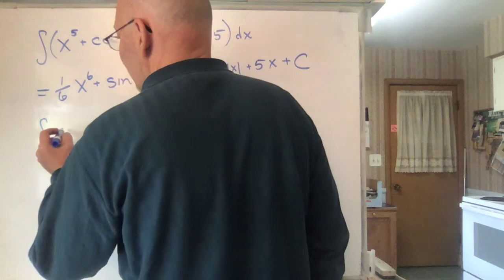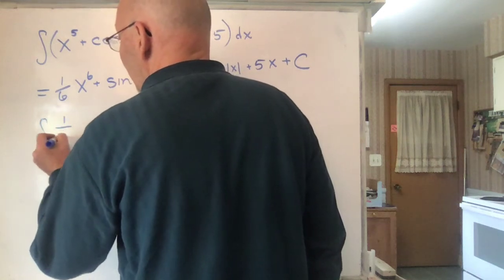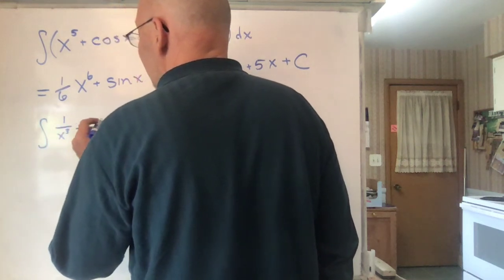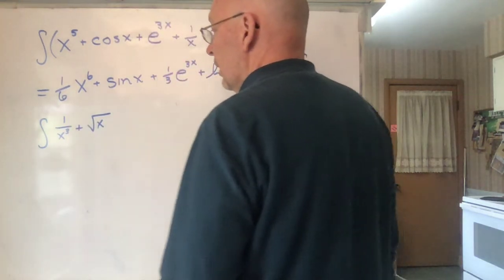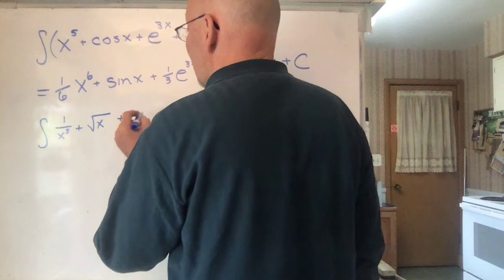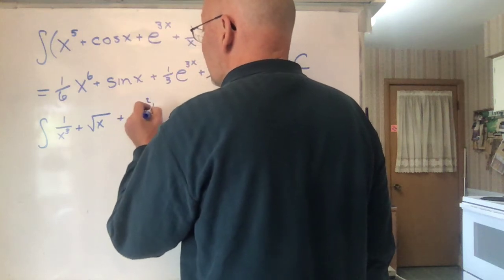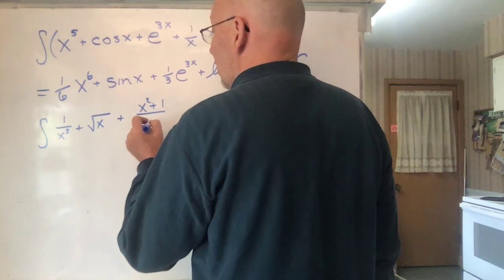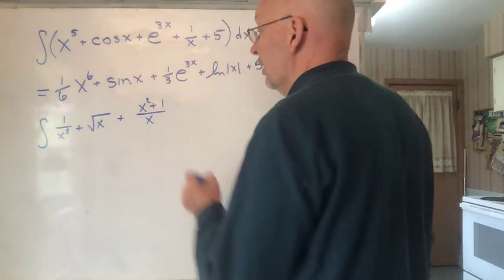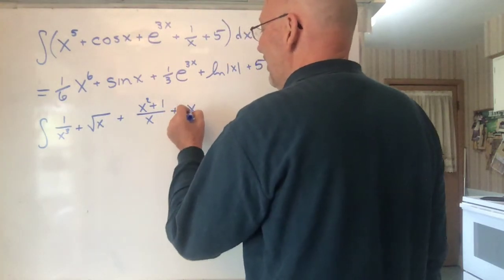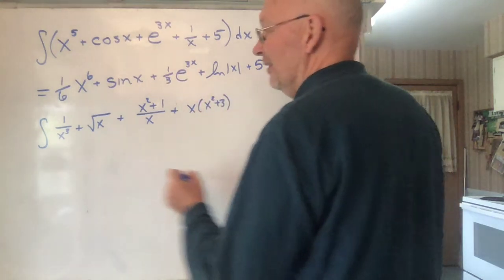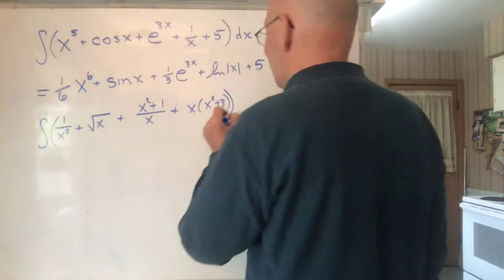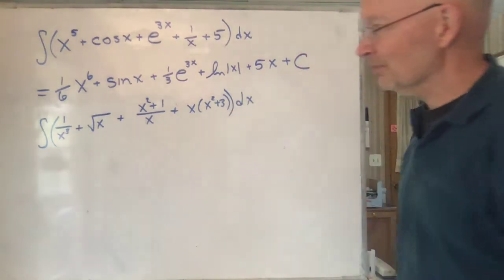Let's try one more just for practice. 1 over x cubed plus square root of x plus x squared plus 1 over x plus x times x squared plus 3. Okay, I'm throwing a whole lot at you at once here.